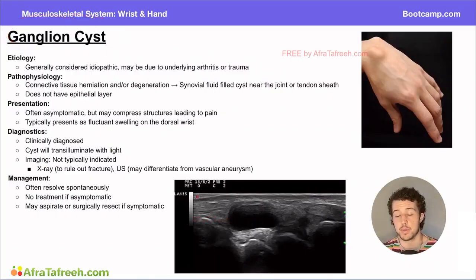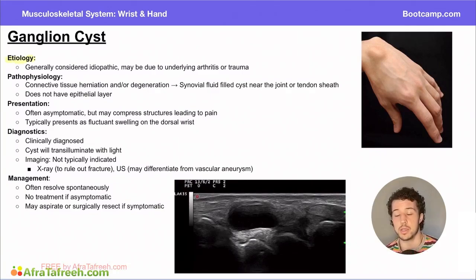And it's a bit of a misnomer, as it does not actually involve ganglion cells, and it's not a true cyst because it doesn't have an epithelial lining like true cysts normally have. Instead, a ganglion cyst is an accumulation of synovial fluid, usually on the back of a hand, and it's a pretty simple pathology with relatively low chance of severe complications. So let's hop in and talk about our etiology.